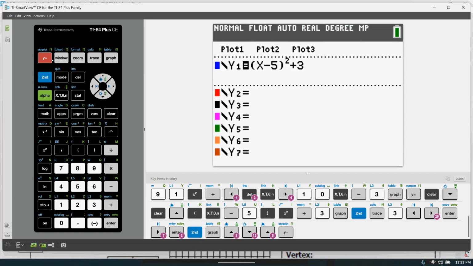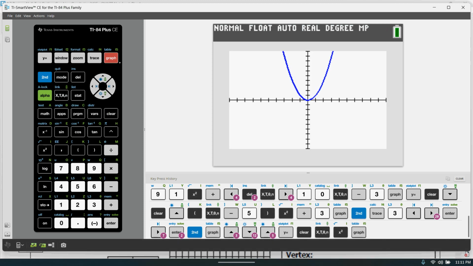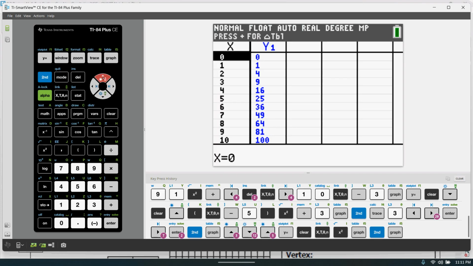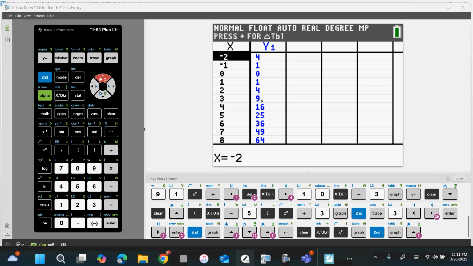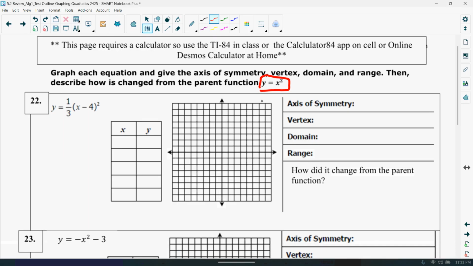So go to y equals, and we're going to clear this out. We're going to just do x squared, and we're going to graph it. So that's our general parent function. The vertex is at 0. If I look at the points on the table, 0, 0 is our vertex, and then the pattern is 1, and then 4, and then 9, and so on. So we're going to graph that parent function first. I'm going to do it in red.